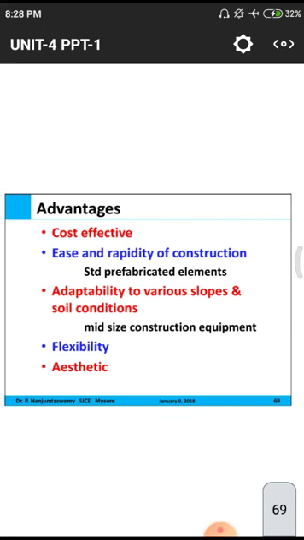Next properties are flexibility and aesthetics. Flexibility means whenever forces are applied, the total structure is in a flexible condition, and only then will the structure withstand for a lot of years. Next one, aesthetics means it looks very good and is pleasing to observe.